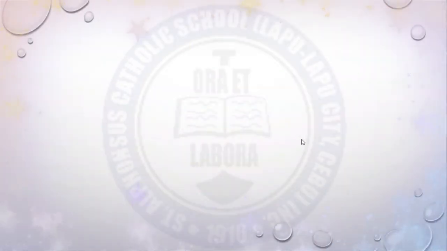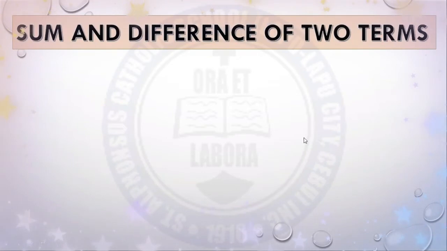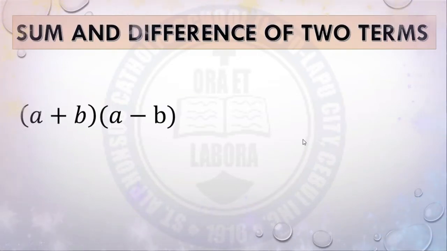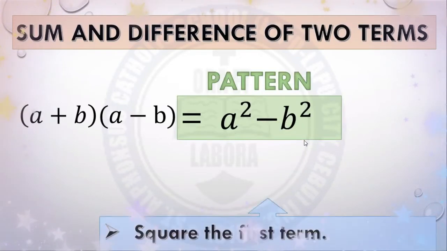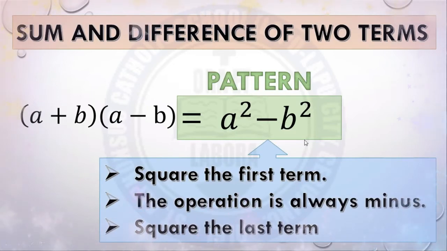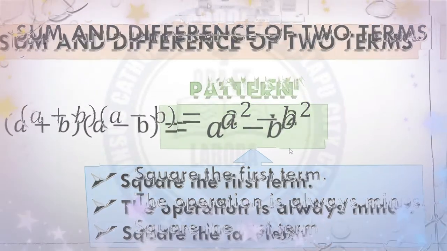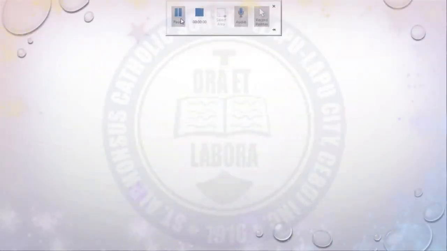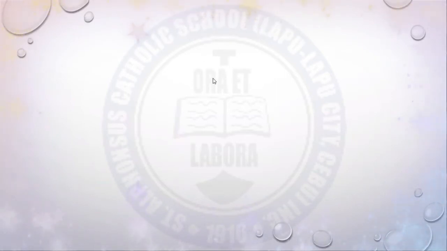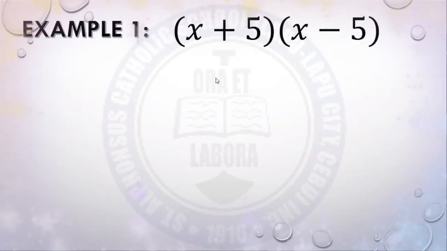In words, you can get the product of sum and difference of two terms if you're going to square the first term. The operation in between is always minus, and square the last term. For you to fully understand this lesson, let's have an example. Example number 1. x plus 5 times x minus 5.